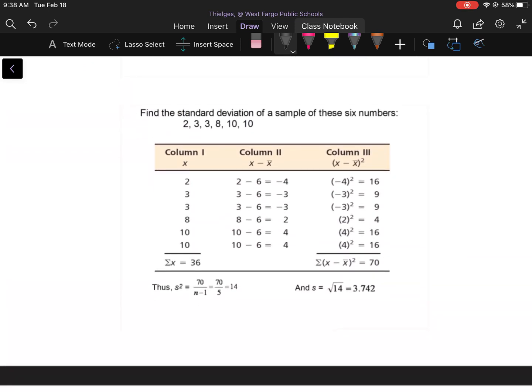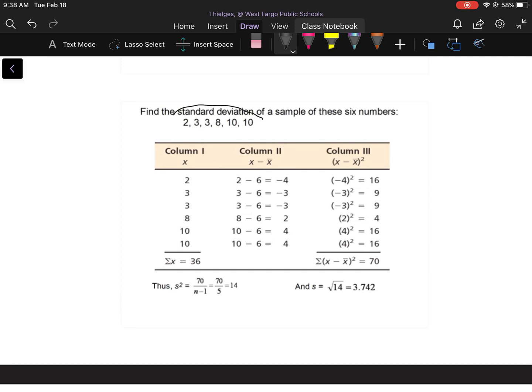So here's your data, and I just listed them out in a column. There's your x's: 2, 3, 3, 6, 8, 10, 10. Took the sum of those x's, got 36. Got x bar by taking 36 over the 6 numbers, so your x bar is 6. Notice this x bar shows up every single time I've got a number, and I'm going to subtract that 6 from 2, so that would be your x minus x bar.